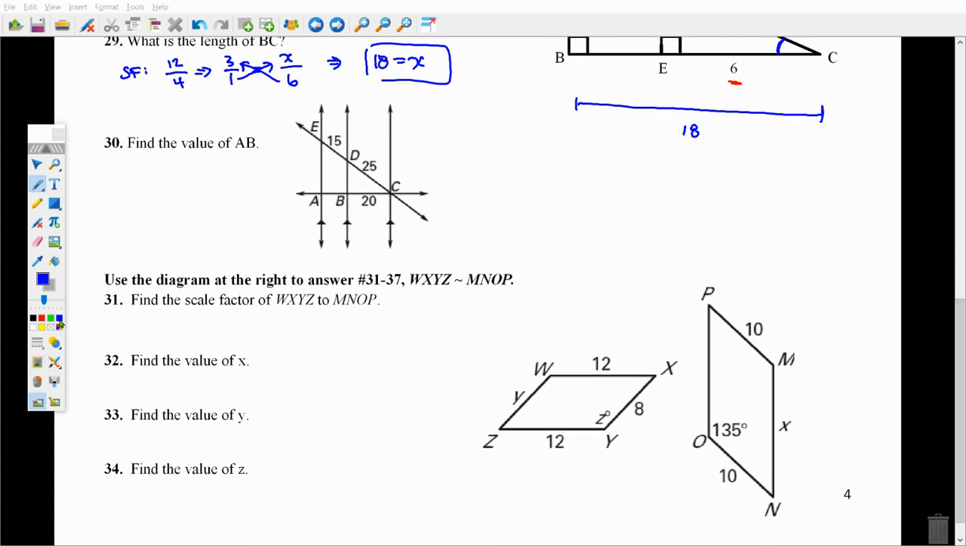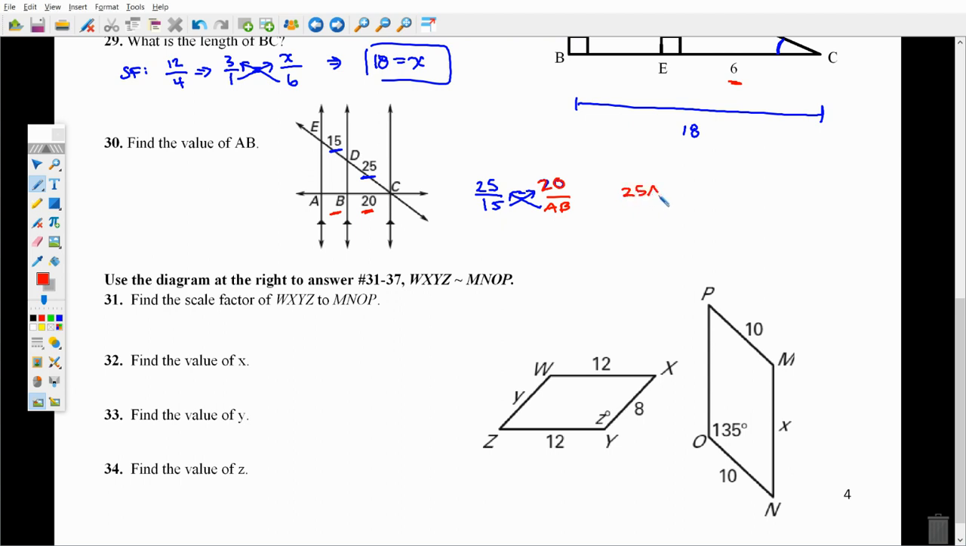Okay, for question 30 here. So 30 is very similar. You put your sides as a ratio. So for me, I'm going to put 25 over 15, and that's going to be equal to 20 over, and then I'll put AB this time. You could put X if you'd like instead. And then you could simplify, but again, I'm going to be a little lazy.